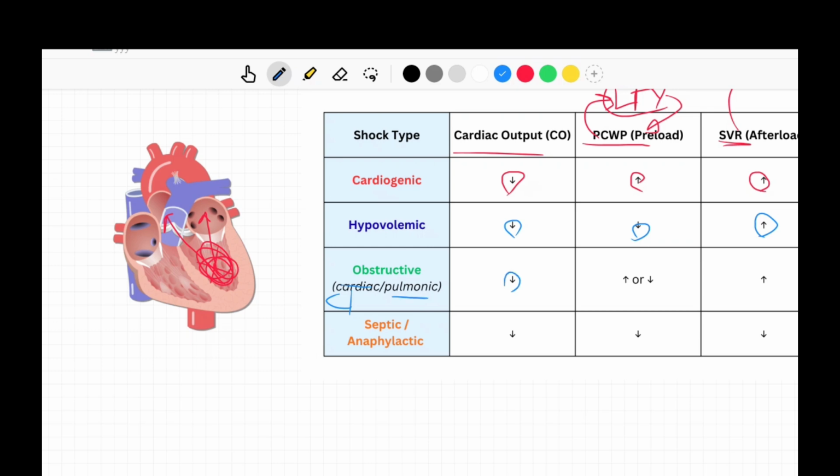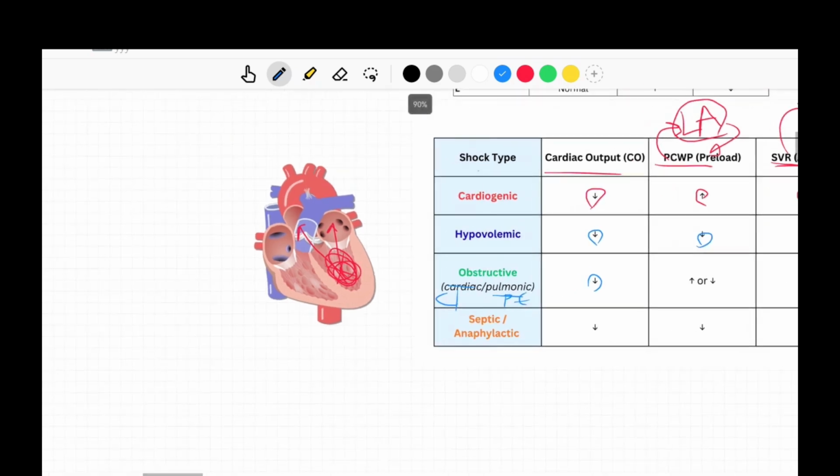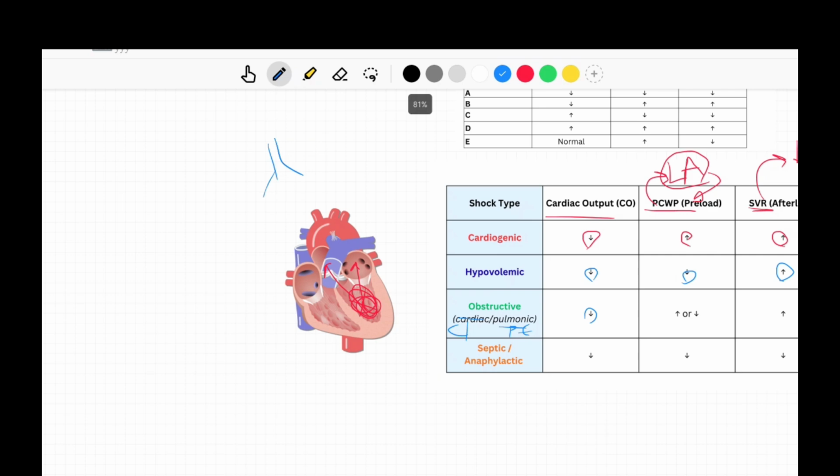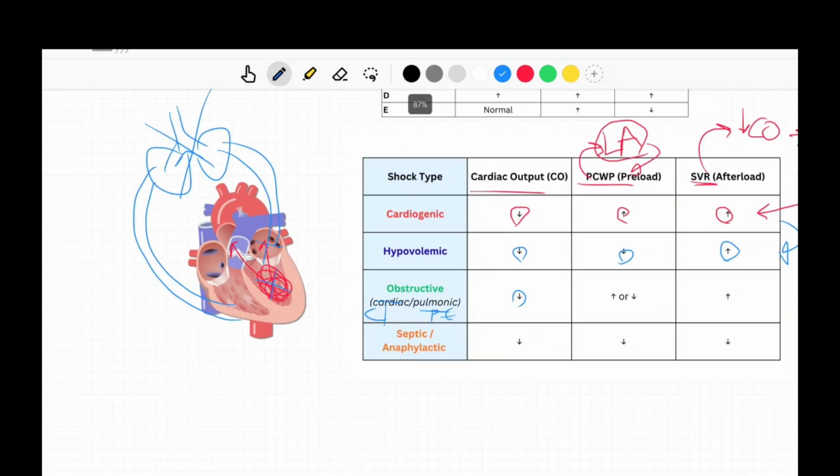And also in pulmonary cases like pulmonary embolism or tension pneumothorax, when we have obstruction at the level of the lungs, we send the blood from the right ventricle, as you know guys, to the left atrium. When we have obstruction at this level, we cannot send enough blood to the left atrium and left ventricle, so we send less blood to the body. So we will also have a decreased cardiac output.